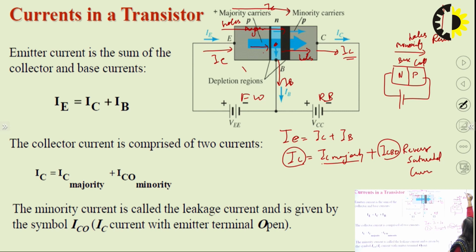Like in PN junction diode, the graph is like this: this is the forward bias characteristics and this is the reverse bias characteristics. So this current is the reverse saturation current. So this reverse saturation current is indicated here by ICBO. ICBO means collector to base with emitter open. This ICBO stands for collector to base with emitter open.